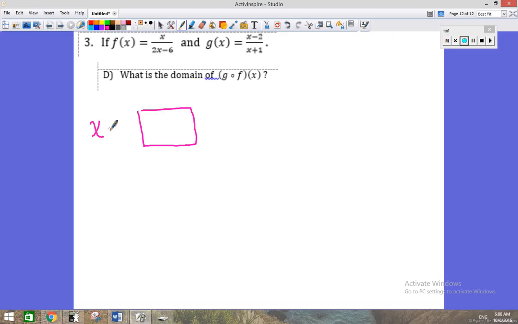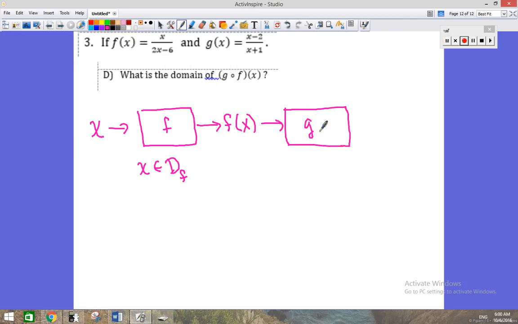The input into our first function has to be in the domain. So x has to be in the domain of f. If it is, this function will produce an output, a y value. That now becomes the input into the next function. So anytime you have an input into a function, that input needs to be in the domain. So f of x needs to be in the domain of g in order to have an output.